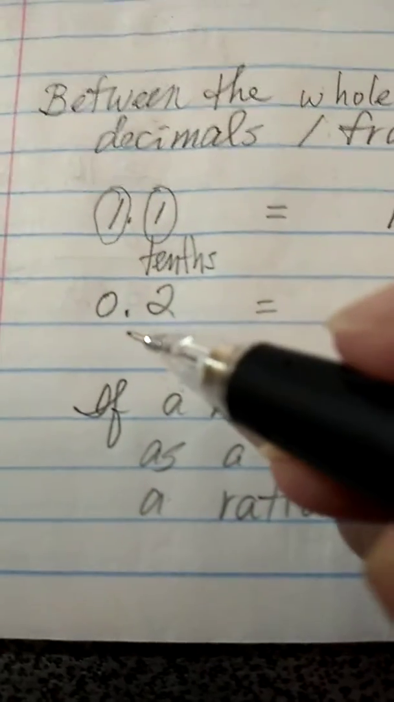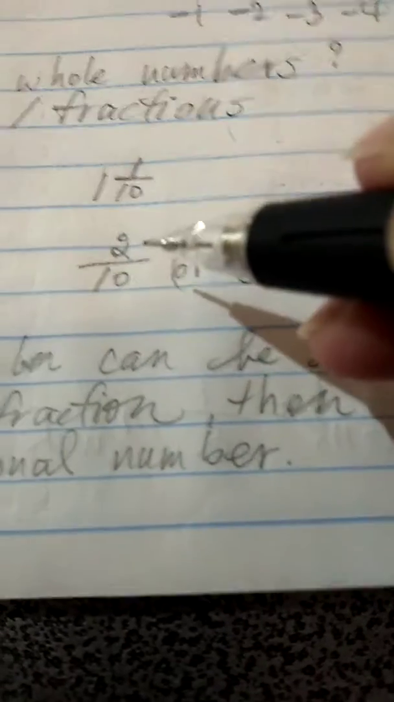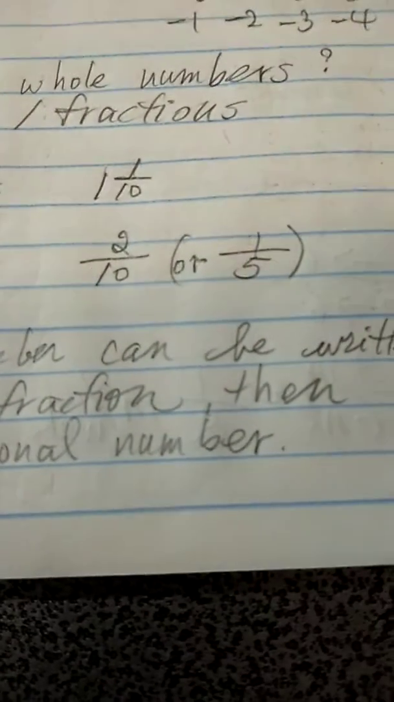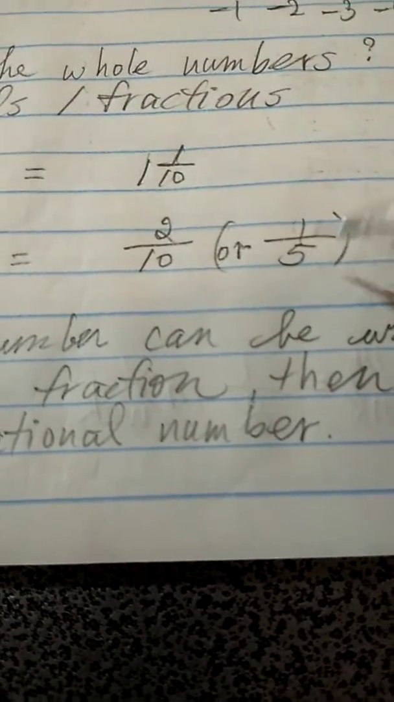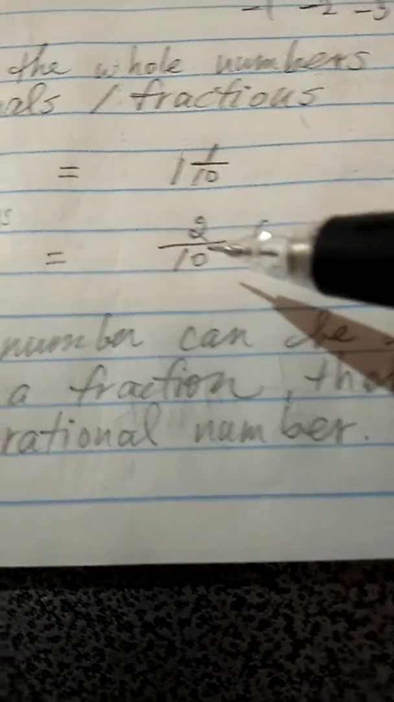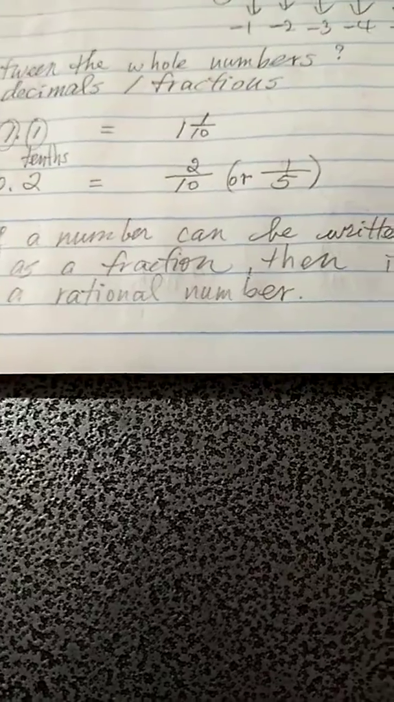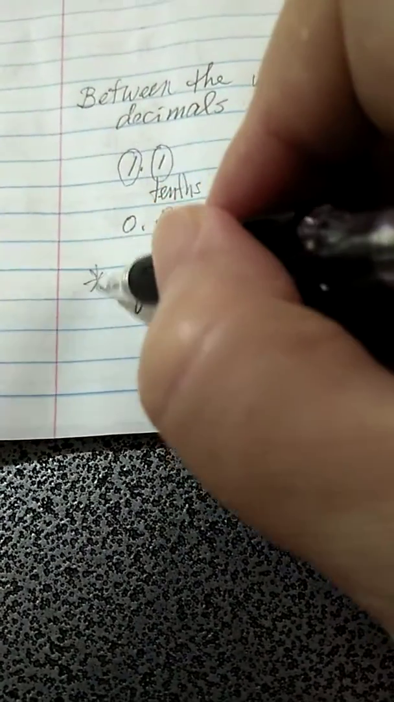If you have 0.2, this 2 is also in the tenth place, so that means it's 2/10, or 2 out of 10. This can be simplified to 1/5. These are equivalent fractions. This fraction is equal to this fraction, and this fraction is equal to this decimal. They're all equivalents. So if a number can be written as a fraction, then it is considered a rational number. This is the definition that the textbook uses for rational number.